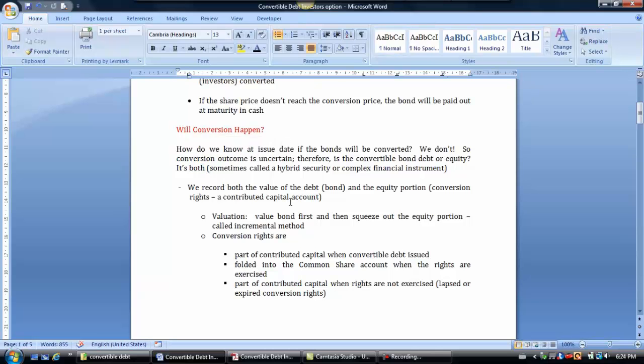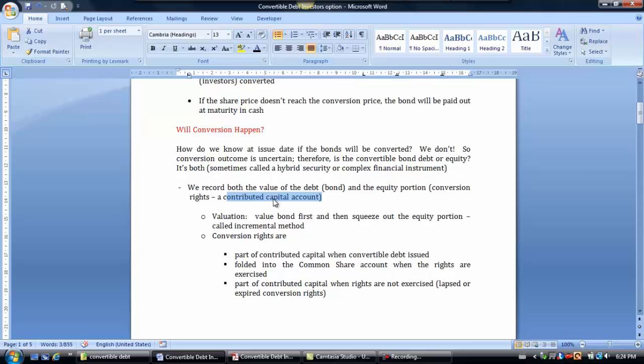So one of the challenges we have as accountants is to determine how we are going to value the debt piece of the convertible bond and the equity piece. We normally call these convertible securities hybrid securities or complex financial instruments, when the convertible debt has a liability piece, which is the bond, and the equity piece, which would be the conversion rights. So we would record both the value of the debt and the equity portion, called conversion rights, and those conversion rights are in fact contributed capital accounts. They're in the shareholders' equity section, usually as part of other contributed capital.